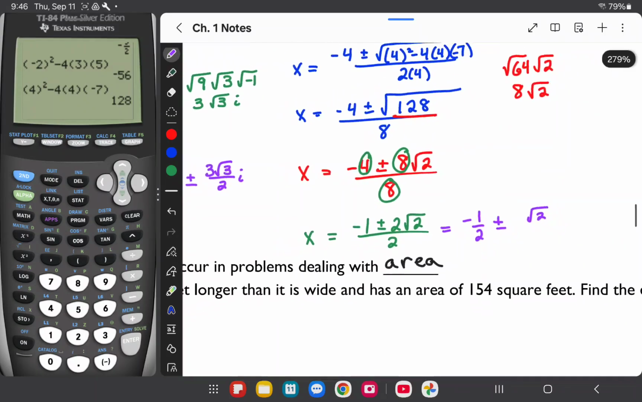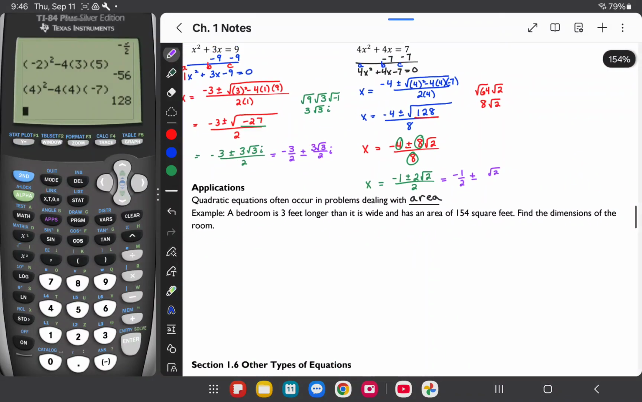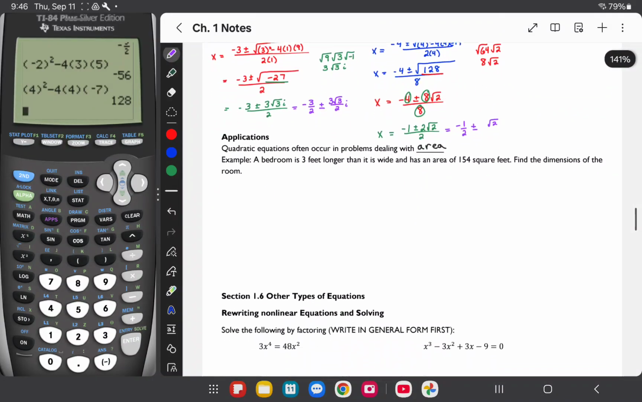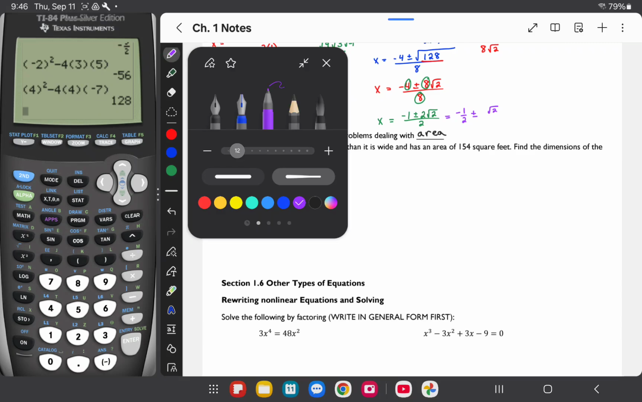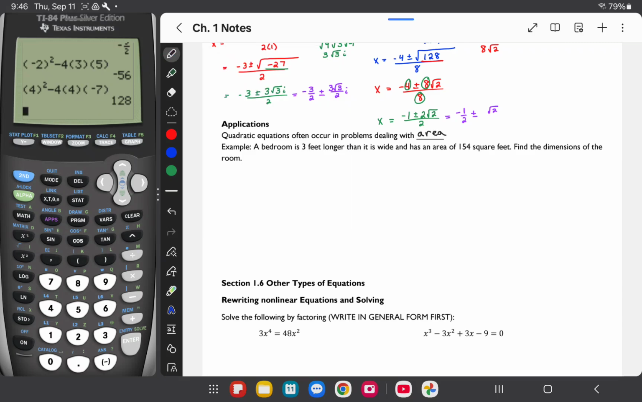For our last part of today's notes, we're going to take a look at how we can use quadratic equations in some context. So in this context, and in many contexts, quadratic equations will often occur in problems which deal with area. So for an example, let's say we have a bedroom which is 3 feet longer than it is wide, which has an area of 154 square feet, and we want to find what the dimensions of the room are.